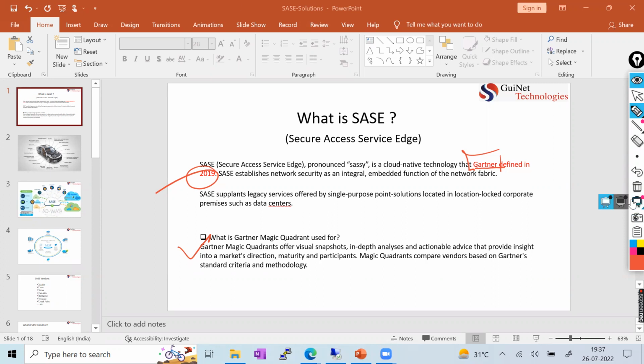So in the same way, if you read this, SASE, Secure Access Service Edge, basically it's a cloud-native technology, right? And Gartner defined it in 2009, right? And it also adds here, SASE establishes network security as an integral embedded function for the network fabric. What does that mean? I'm just going to hold this particular line and not explain it for the time being, but let me give one example before I explain SASE.